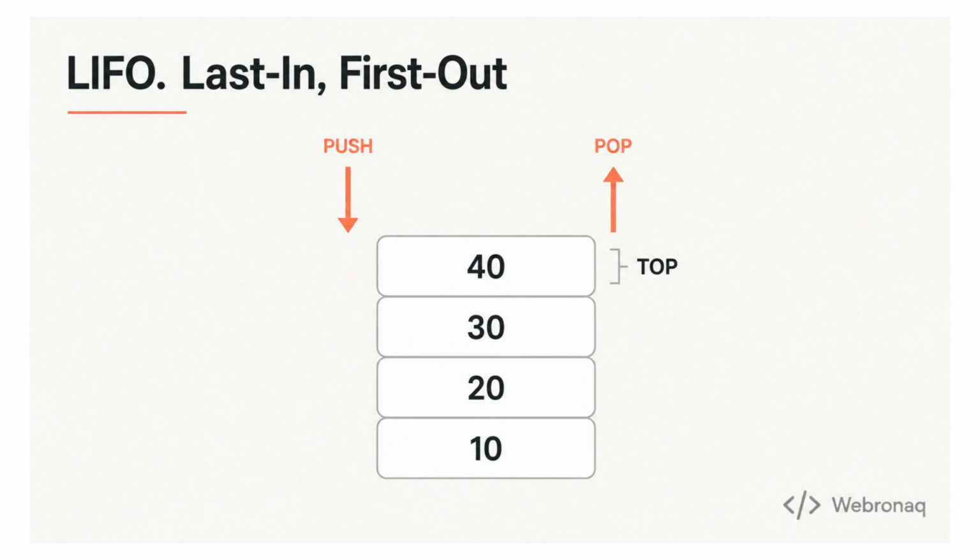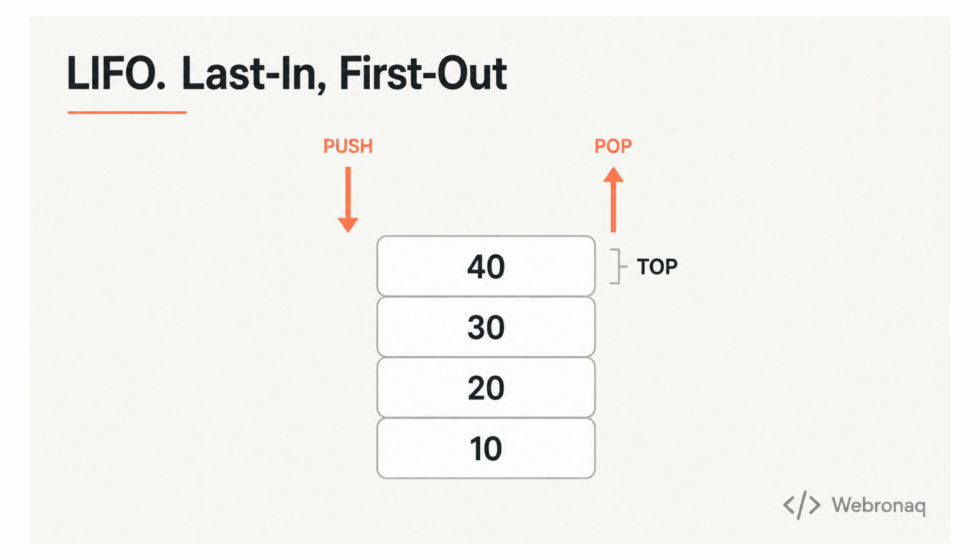In our diagram here, we pushed 4 numbers onto the stack in order. 10 first, then 20, then 30, and finally 40. So 40 is sitting at the top right now. If we pop an element off, 40 leaves first, then 30, then 20, then 10. The order of removal is the exact reverse of the order of insertion. This single rule, LIFO, is what makes stacks powerful and predictable.